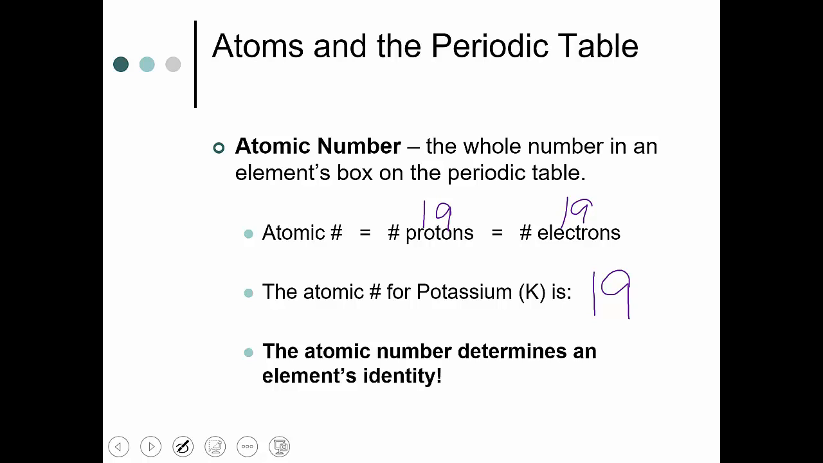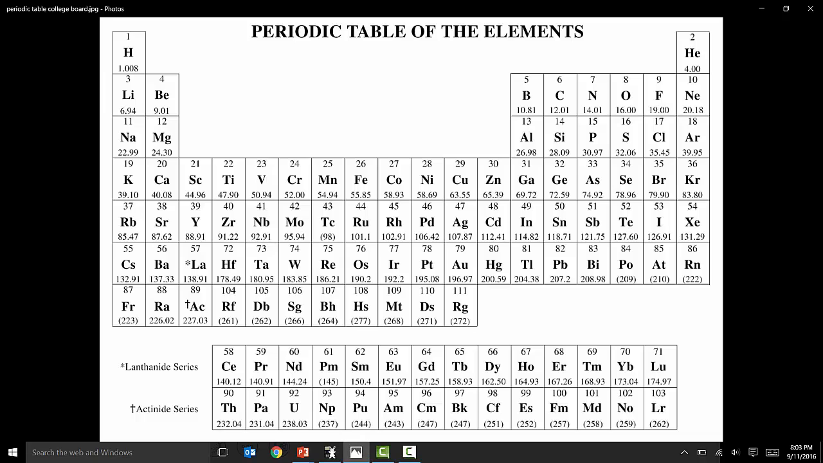The atomic number is truly the identity of an element. If you change the atomic number, somehow you're changing which element it is, okay? So if we take the 19 and we change it to an atomic number of 20, it's no longer potassium. That would be calcium, because calcium has an atomic number of 20. So every atom on the periodic table has its own unique atomic number.